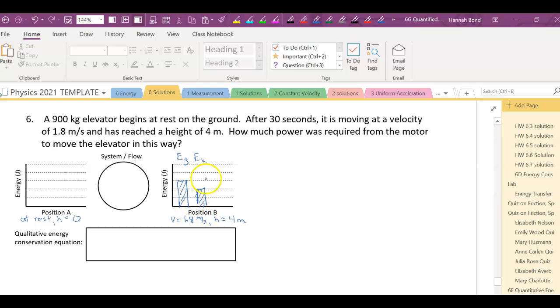And that energy that we see in the system that has the elevator and the earth came from work that was done on the elevator. The motor caused the elevator to be pulled up, and so it added energy to the system that had the elevator in it. So the work that was done on the elevator equals the changes we see in the gravitational energy and the kinetic energy. So let's find what that is.